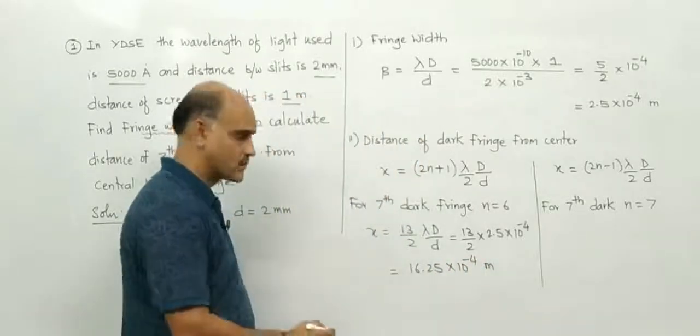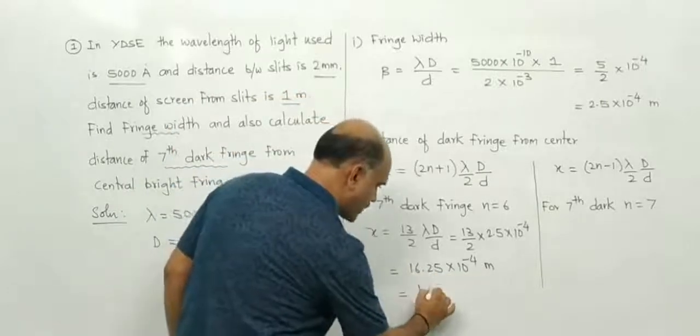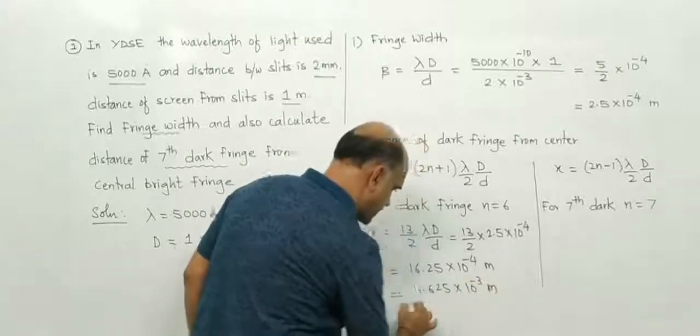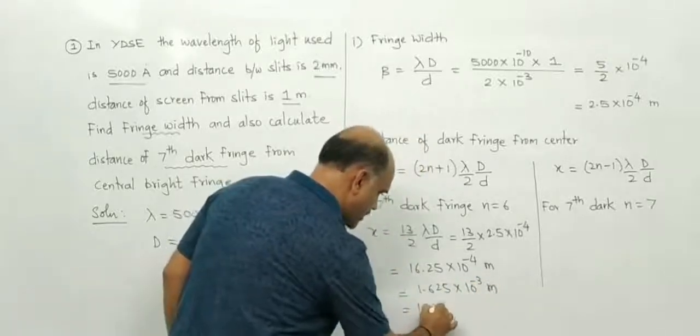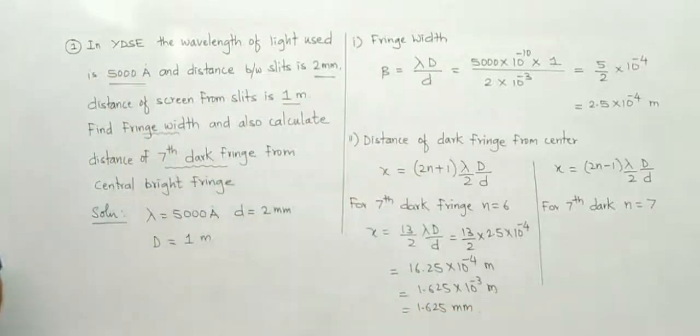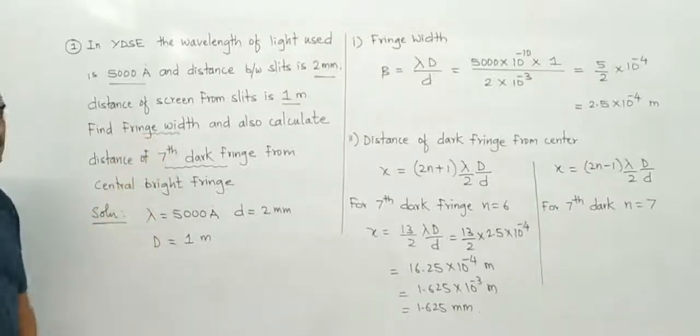Moving the decimal, you will have 1.625 into 10 raised to minus 3 meters, or 1.625 mm. Clear? So you can note down. We'll go for the next one.